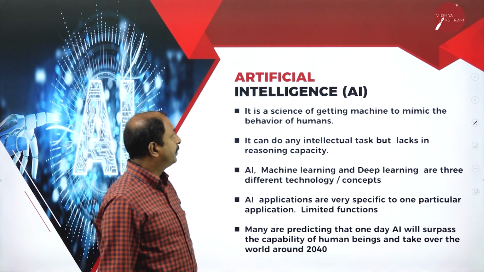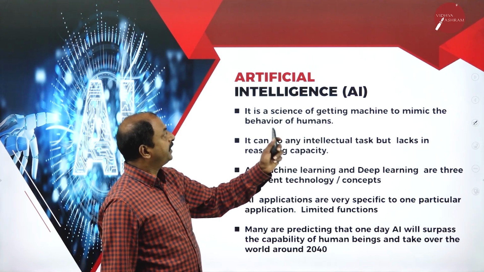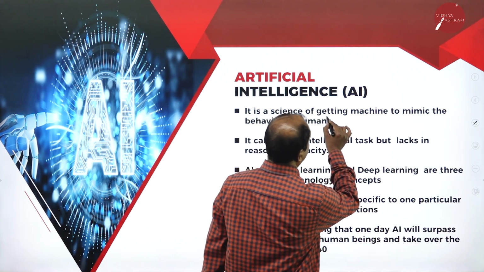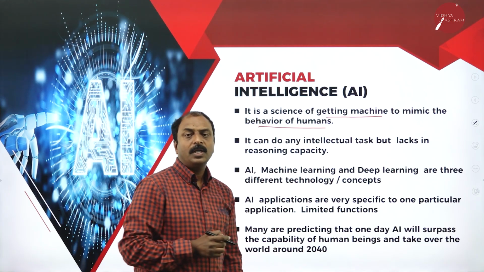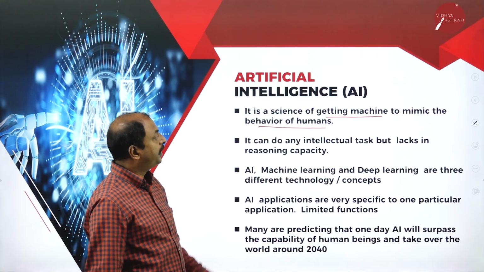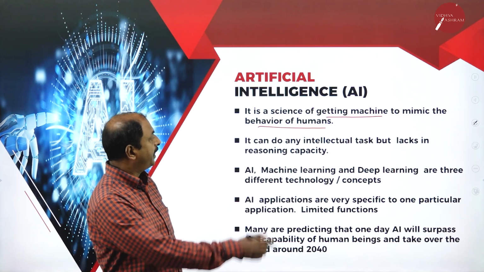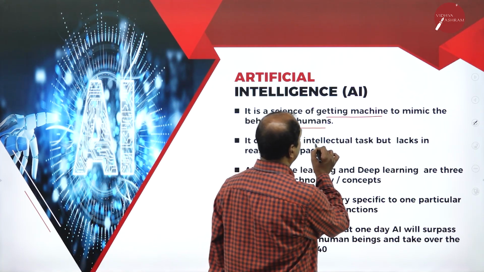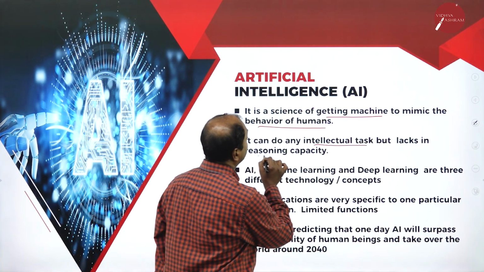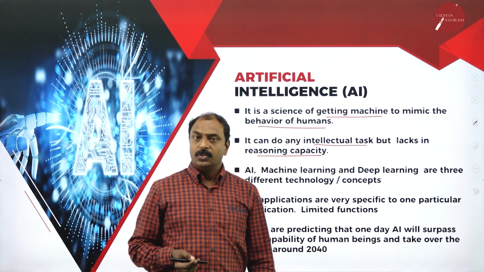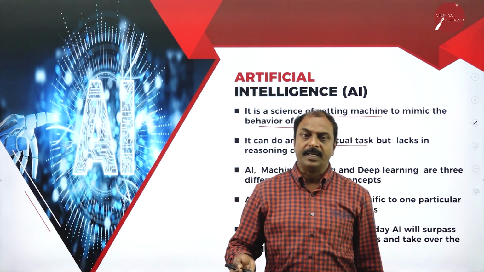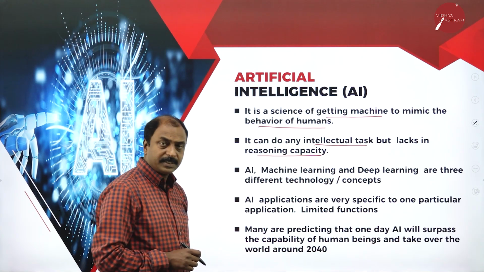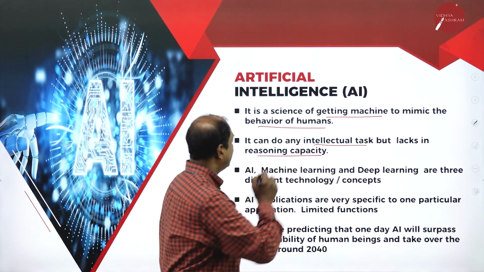In the next slide. Now what is AI again? It is a science of getting machines to mimic the behavior of humans. So we are training a machine to behave like human beings and it can do any intellectual task but lacks reasoning capacity. So though we make the computer work intelligently, still the drawback is that it lacks reasoning capacity.